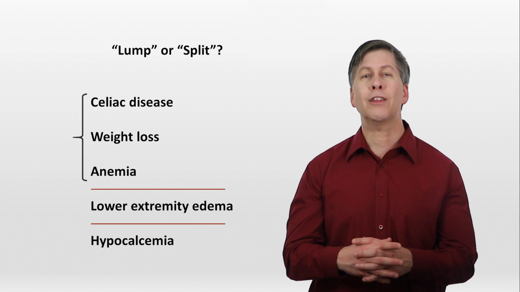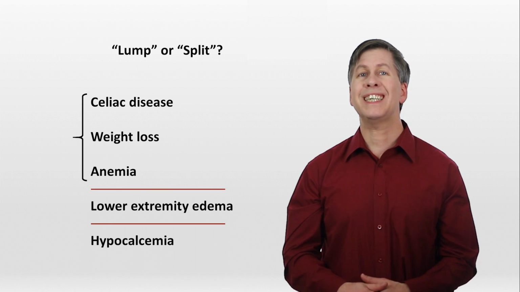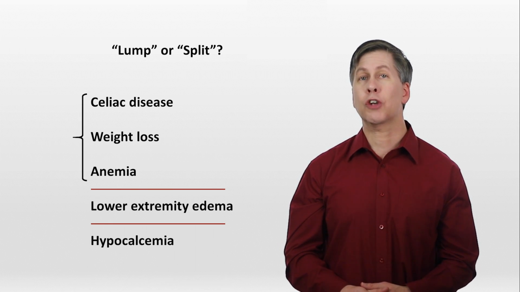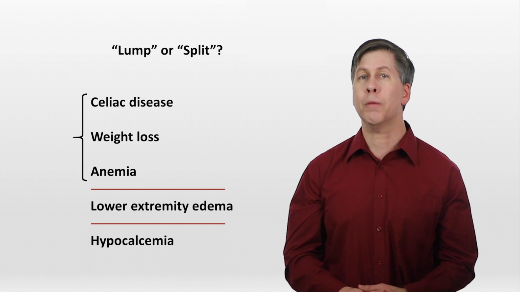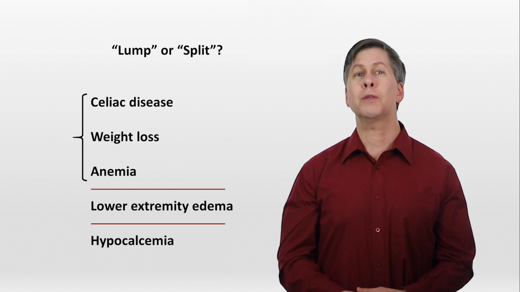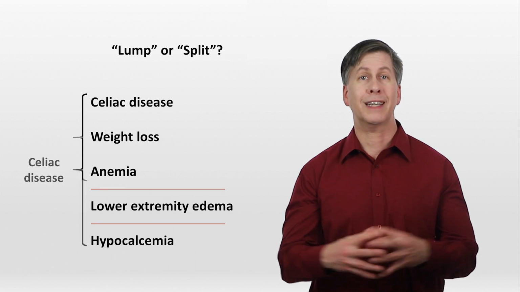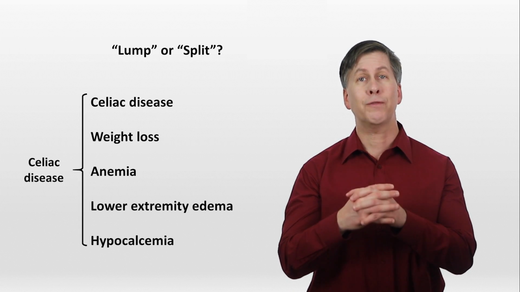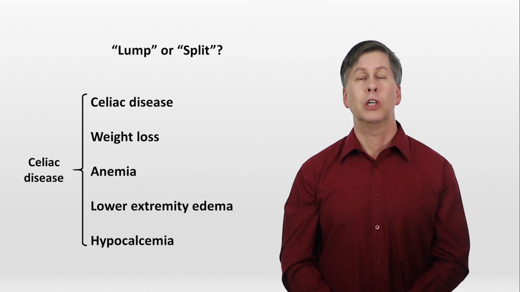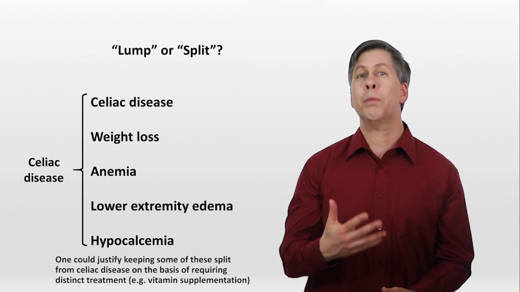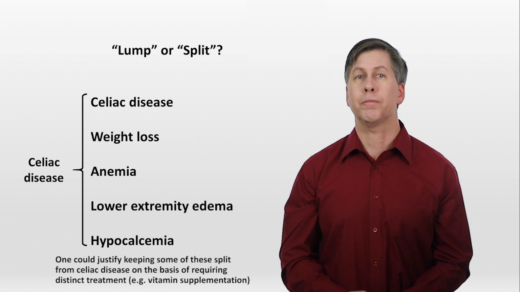Someone a little further in training might know that celiac disease can lead to weight loss and anemia, so they might lump those and leave the others split, while a senior medical student might realize that the lower extremity edema could be from hypoalbuminemia, and the hypocalcemia can be from celiac-related vitamin D deficiency, and thus they might lump everything together as celiac disease and its various complications. So the decision to lump or split depends upon one's knowledge of pathophysiology.